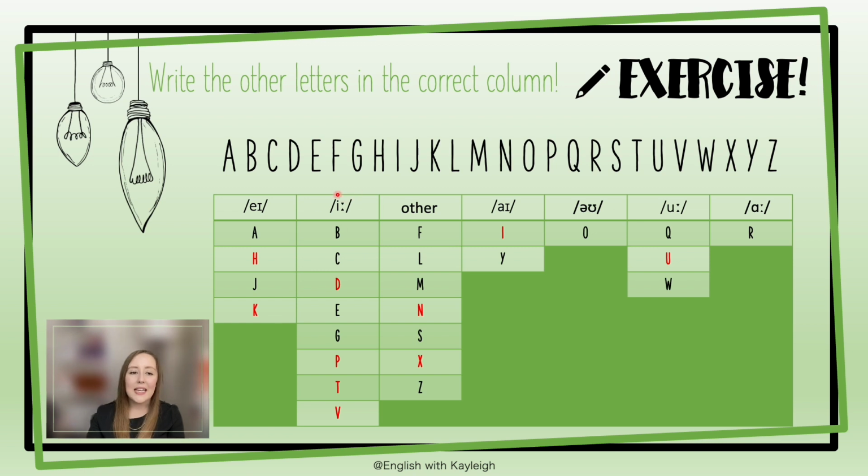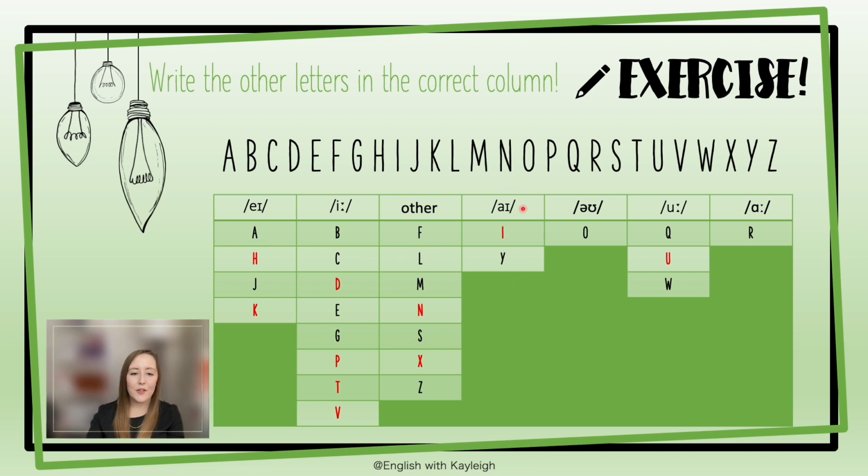And the next one is E. So we had B, C, D. Did you get this one? Good job. E, G, P, T, V. Good. They all have that long E sound. Good. And then this is our odd one out. So we'll come to this one at the end.